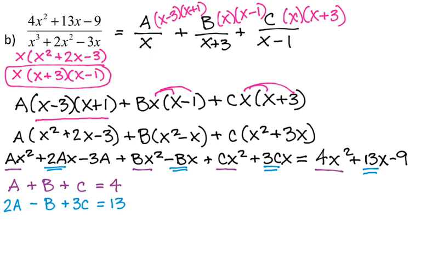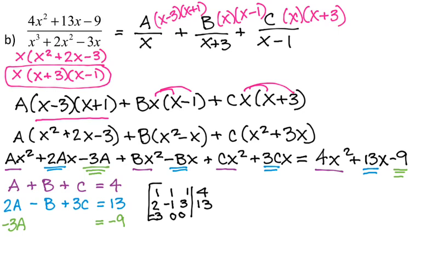And then everything else, let's see, I'll use green. I have negative 3A, and that's it. And that should equal my constant. So negative 3A equals my constant, which is negative 9. And then from here, you can use the calculators with the RREF. Here's my augmented matrix, 1, 1, 1, 4, 2, negative 1, 3, 13, negative 3, and it doesn't have the B or the C, so I'm going to put in zeros, and negative 9.